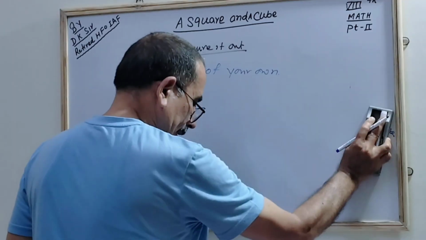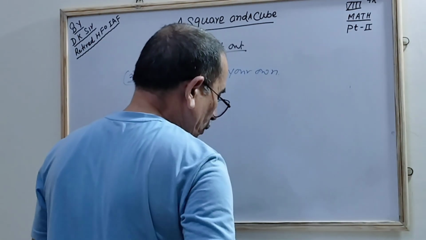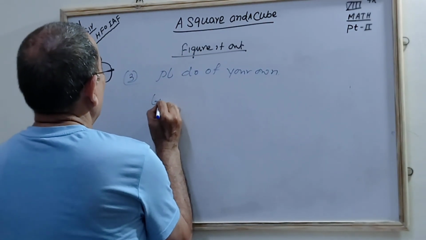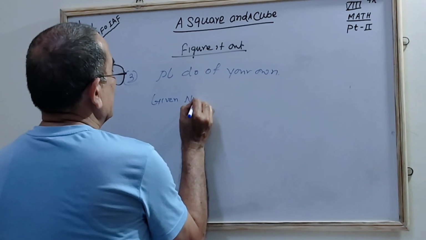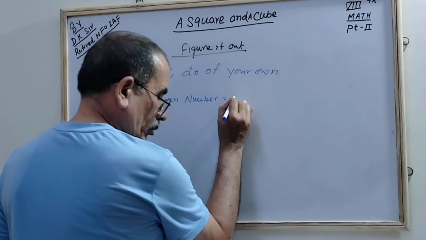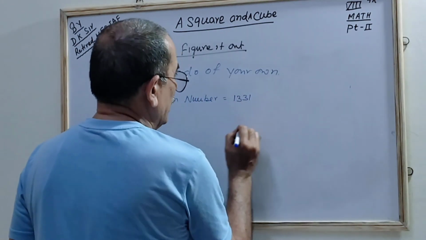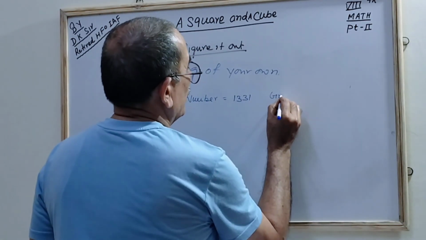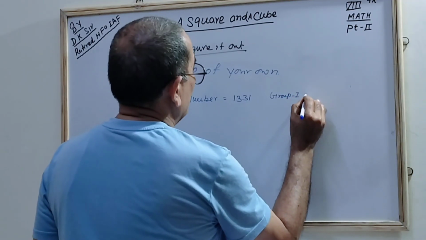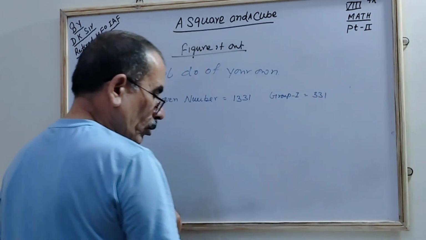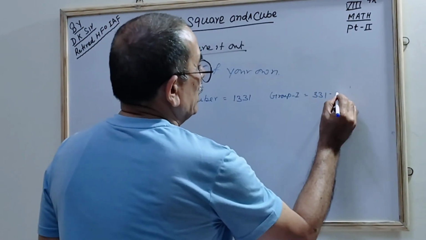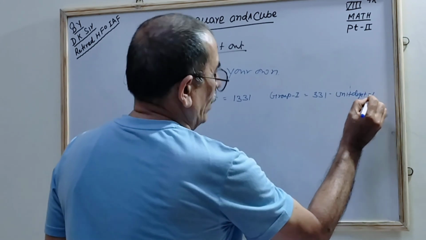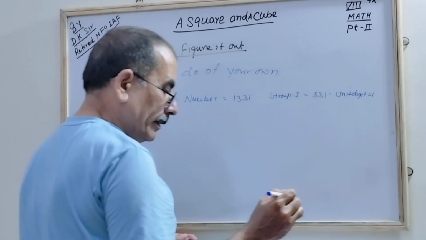The example we are taking, suppose the given number is 1331. Correct? Here also you can divide it into two parts. The group 1 will be 331, where the unit digit is equal to 1. Am I right? The unit digit is 1, correct? Alright.